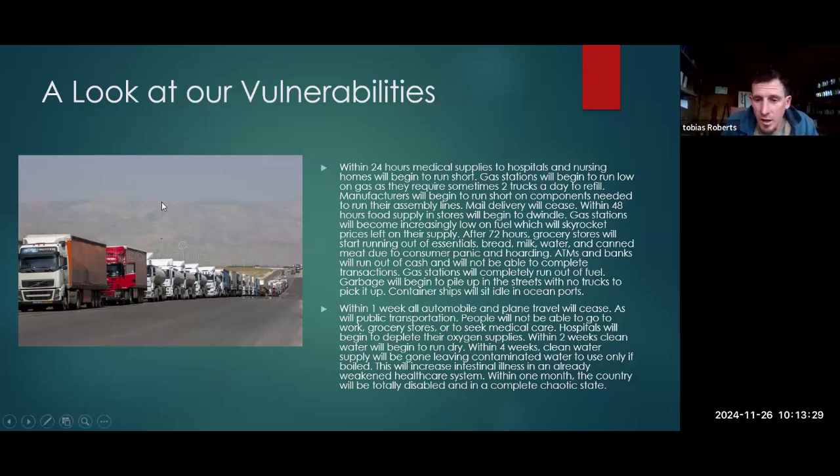Within 1 week, all automobile and plane travel will cease, as will public transportation. People will not be able to go to work, to grocery stores, or to seek medical care. Hospitals begin to deplete their oxygen supplies, and within 2 weeks, clean water will begin to run dry. Within 4 weeks, the clean water supply will be gone, leaving contaminated water to use only if boiled. This will increase intestinal illness in an already weakened healthcare system. Within 1 month, the country would be totally disabled in a complete chaotic state.